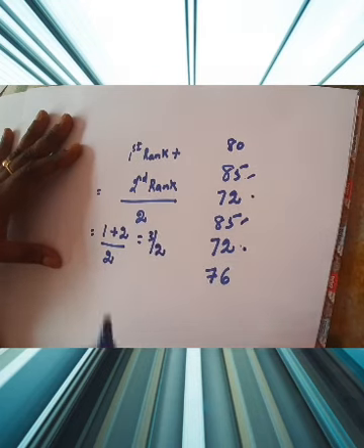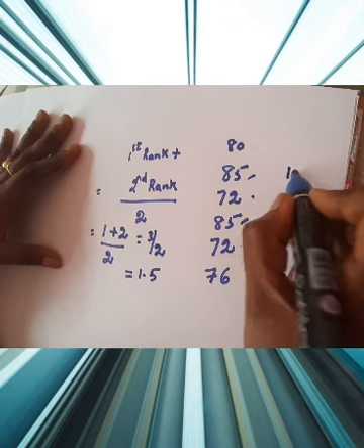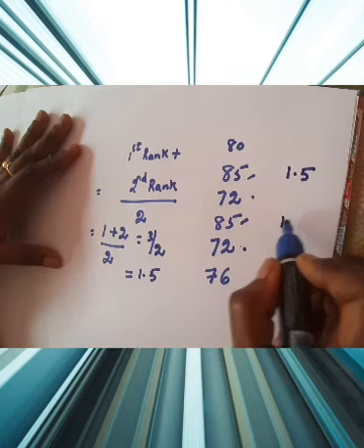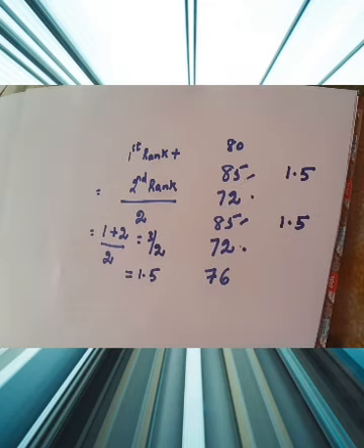What is 3 by 2? 3 by 2 is 1.5. So the rank I'm going to give them is 1.5 each. Got it, students? So this is how we are going to give the rank.